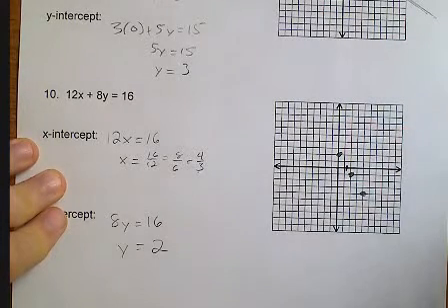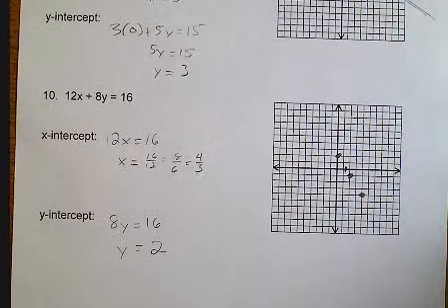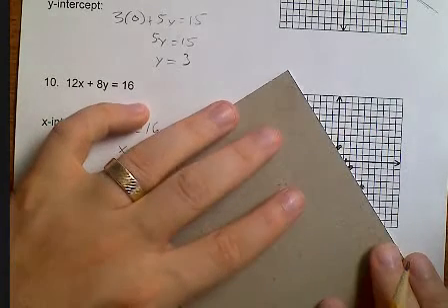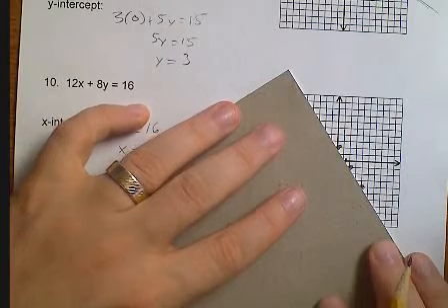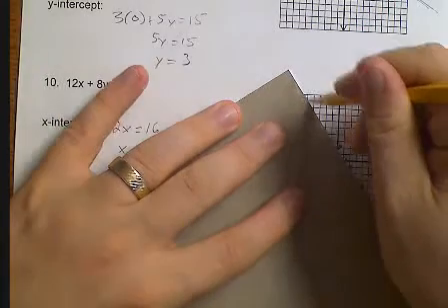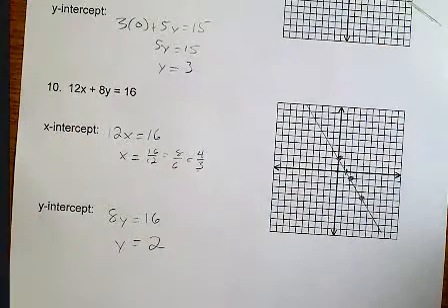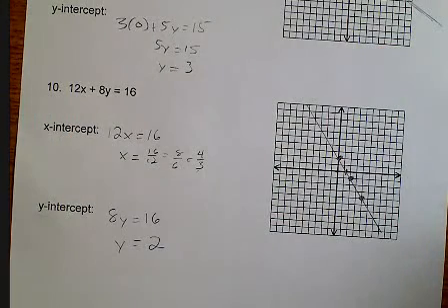You'll notice everything I have makes a straight line. So we're going to go ahead and go with another straight edge. This time I'm going to use the side of a notepad. Makes it just a little bit cleaner. And we have our graph.